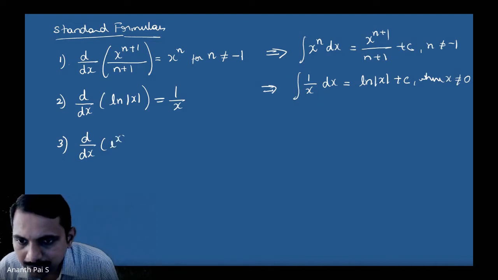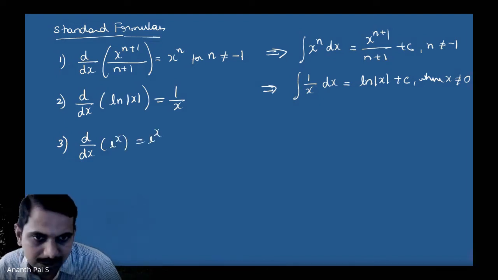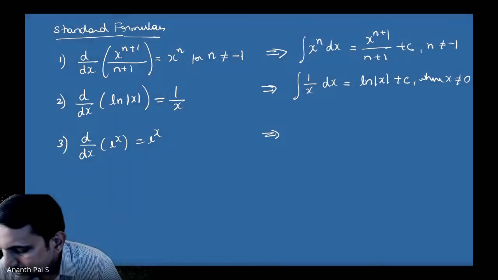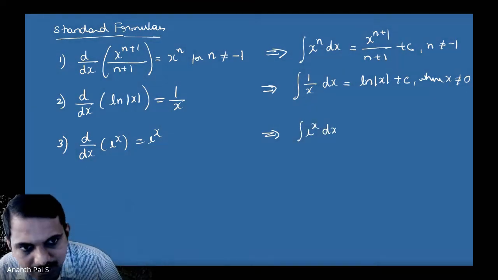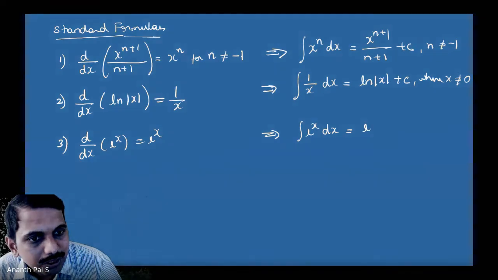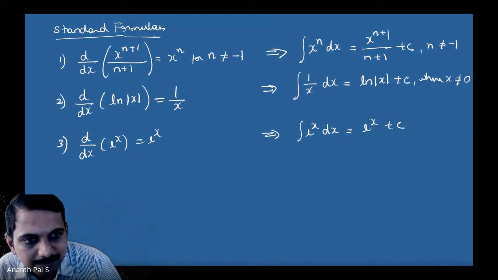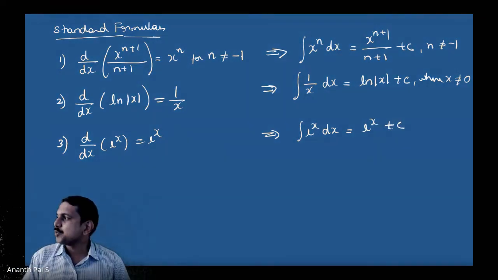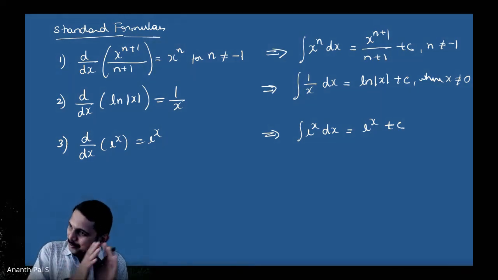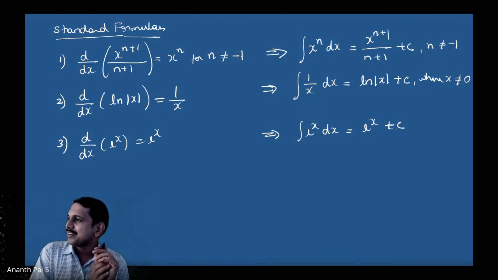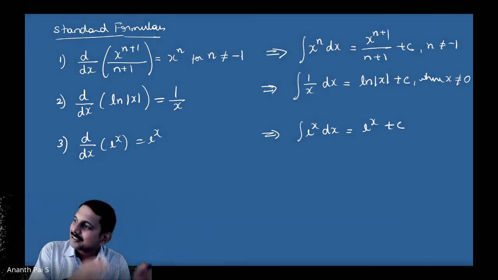e power x is equal to e power x, this implies that integration of e power x dx is equal to e power x plus c. So e power x is a unique function where the integration is the same function. Great, no? What does it mean? When you're integrating e power x, you get the same thing. Or when you're differentiating, you're getting the same thing.